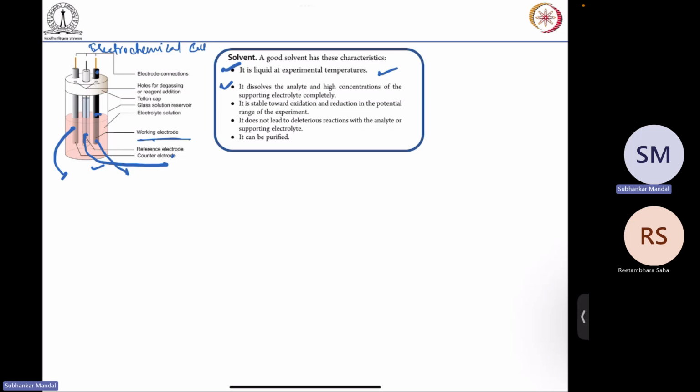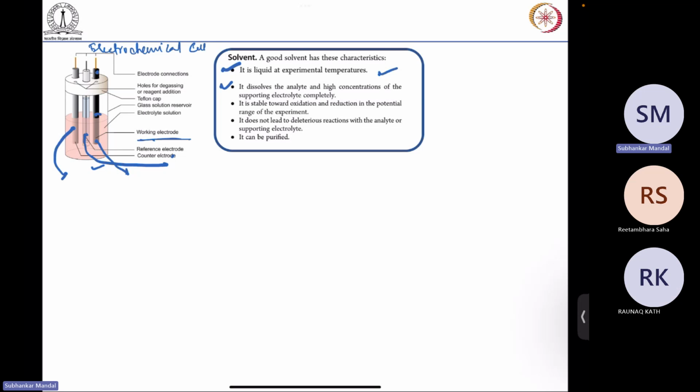Okay, so when you are dissolving the supporting electrolyte, it should be completely dissolved. It should not be dispersed or kind of colloidal. In that case, the result whatever you get may not be appropriate. Okay, and it is stable towards oxidation and reduction in the potential range of the experiment. So whatever potential range you choose, in that potential range the solvent you are using should be stable, meaning solvent dissociation should not happen.